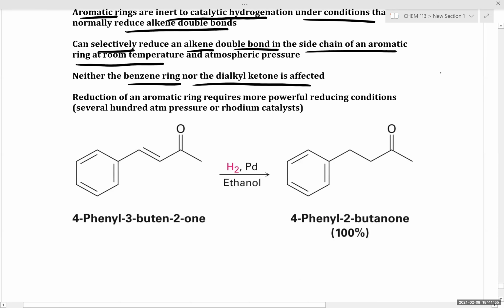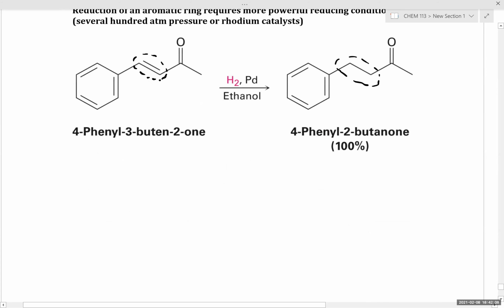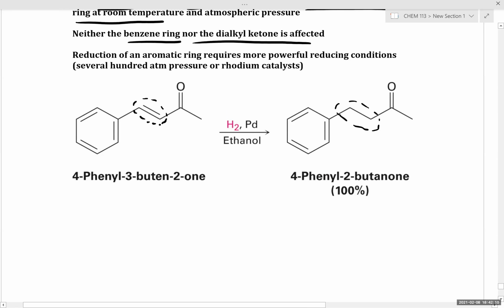So this shows an example of chemoselectivity, where you don't have to worry that your aromatic ring is going to be reduced under typical alkene reduction conditions. Does this idea make sense? Does this concept make sense?